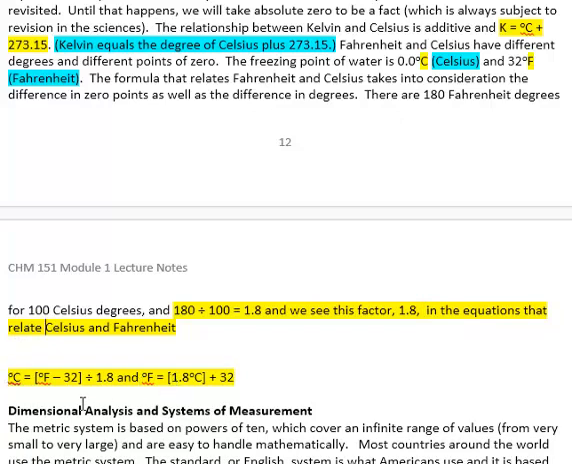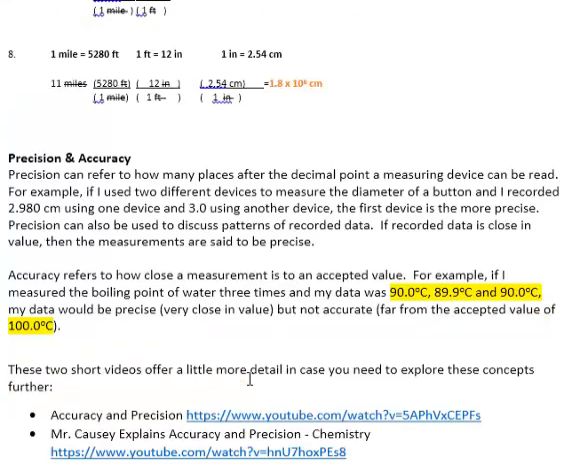So here are the two equations. Degrees Celsius equals degrees Fahrenheit minus 32 divided by 1.8, and degrees Fahrenheit equals 1.8 multiplied by degrees Celsius plus 32.